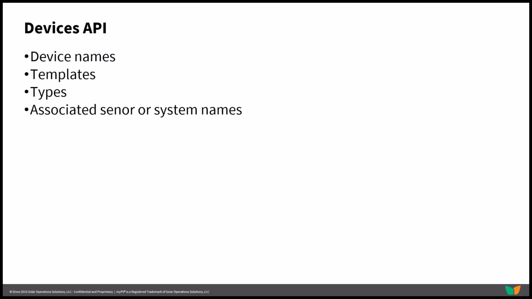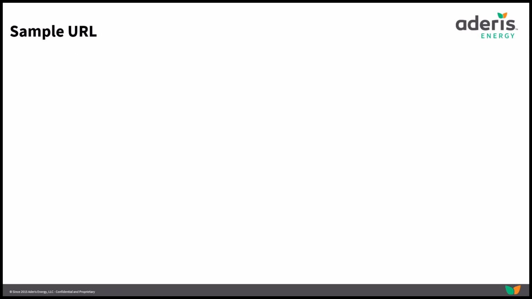The Devices API allows users to retrieve information about various devices managed by the system. This information includes device names, templates, types, and associated sensor or system names. To effectively use the API, it's crucial to understand the components of the URL and how to construct requests. Let's take a look at a sample URL.